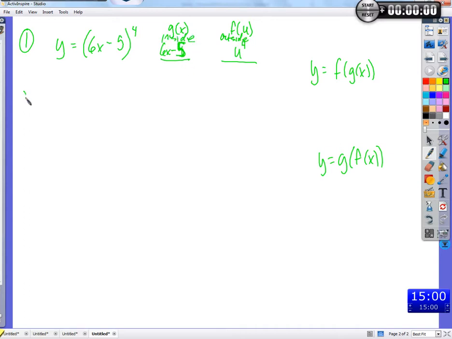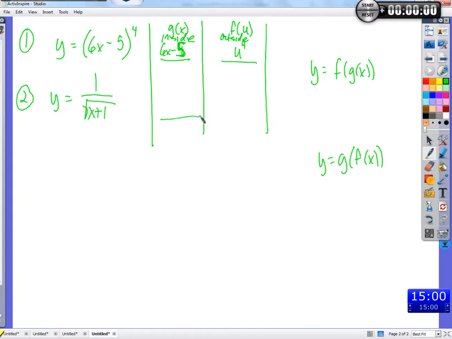Okay, so we did that one. Let's do number 2, and then I'm going to have you do the rest yourself. 1 over the square root of x plus 1. Continuing these columns down. Square root of x plus 1.